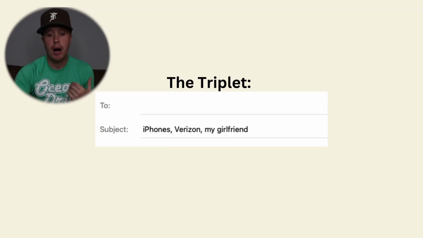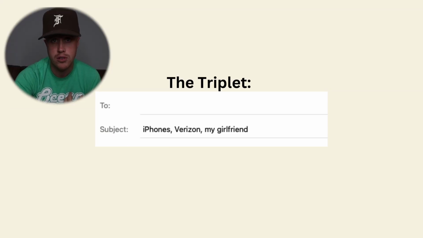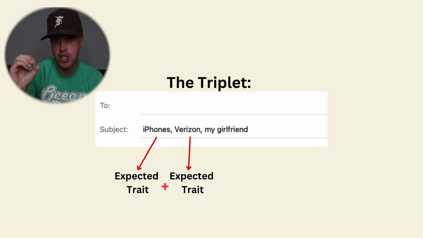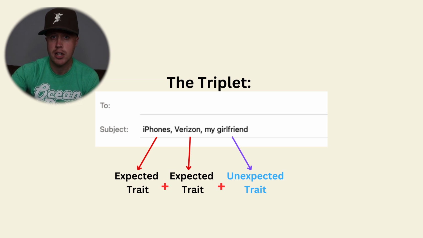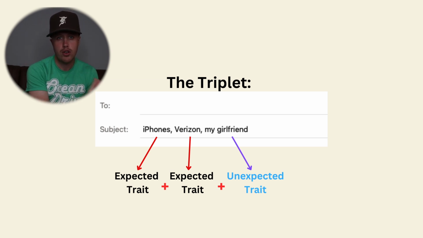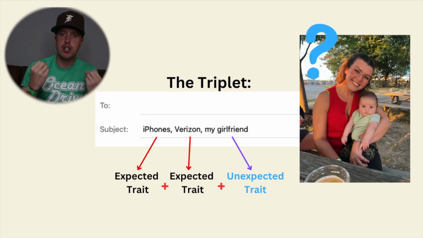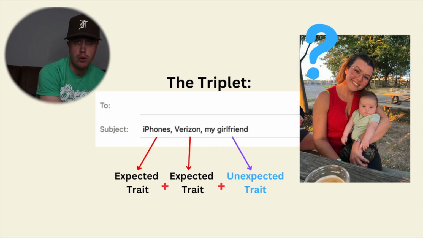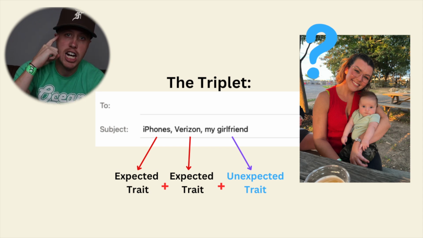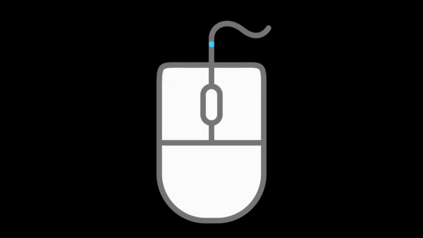My favorite cold email subject line of all time from Josh Braun is the triplet. Expected trait plus expected trait plus unexpected trait. In this example here, iPhones and Verizon, those 2 traits go together. My girlfriend. What does my girlfriend have to do with iPhones and Verizon? That's what the prospect is going to be thinking. And because they're thinking of that, that builds curiosity and they will click open on the cold email.